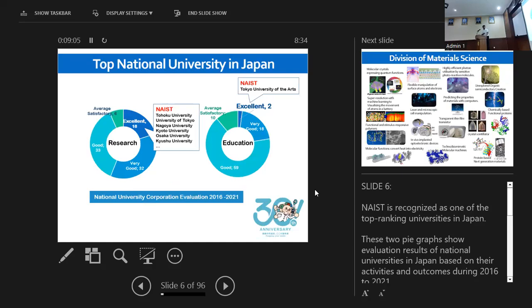So it's only one of 2 universities rated excellent in both research and education. The other university is Tokyo University of the Arts, and NAIST got an excellent score in both research and education, and I think that's very impressive.